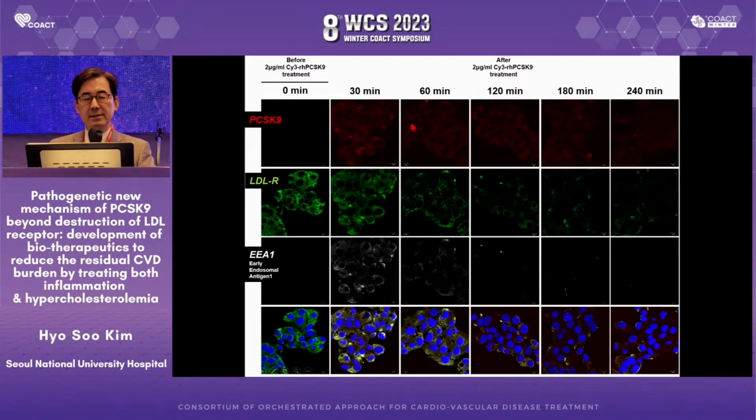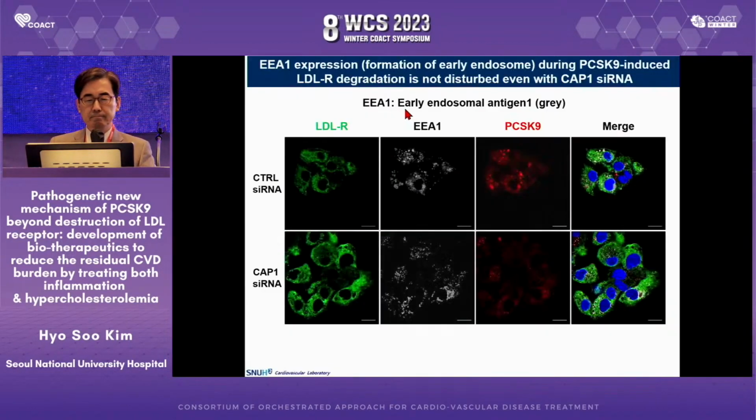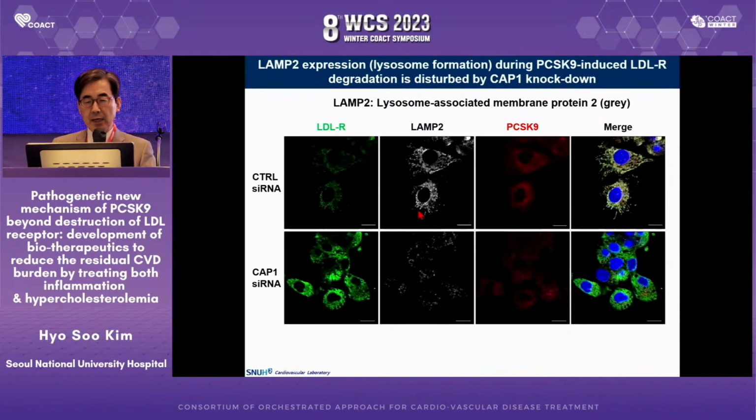Here's another evidence. Here, in control conditions, the receptor is degraded. With CAP knockdown, the receptor is maintained. Early endosome is not changed. In this case, degraded. In this case, recycled. Here, lysosome is activated, degraded. Lysosome is not activated, so recycled, enriching the receptor on the surface of hepatocytes in the presence of CAP siRNA.